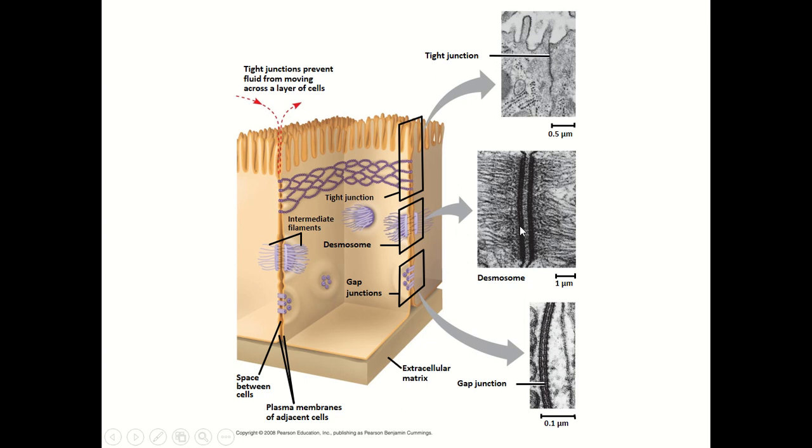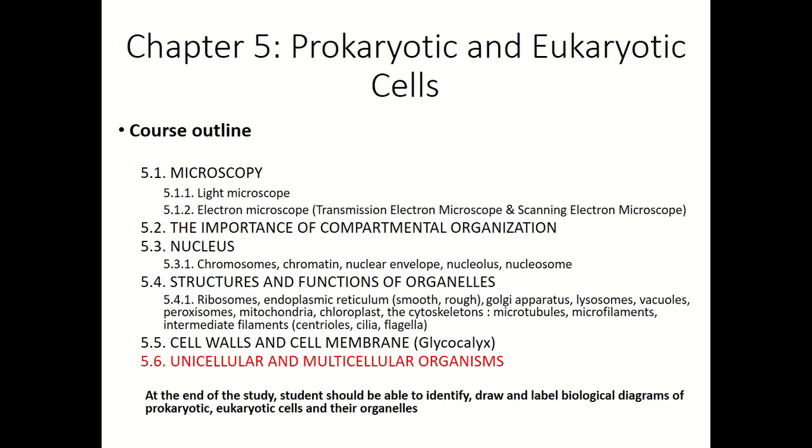And this one is desmosome, also known as anchoring junctions. It only allows some substances to pass through the intercellular parts of the cells. And last but not least, we have gap junctions here that will allow substances to pass from one adjacent cell to another adjacent cell to another cell.